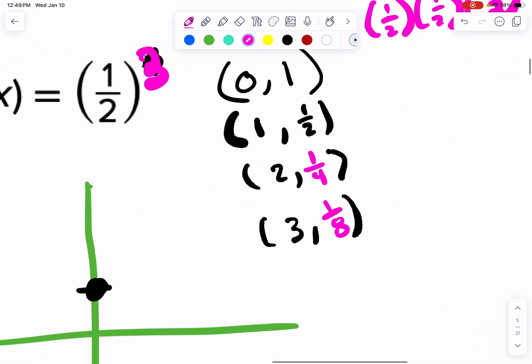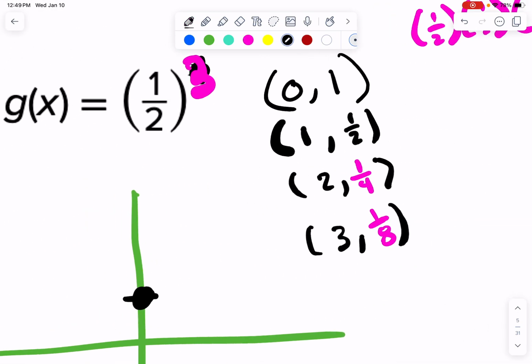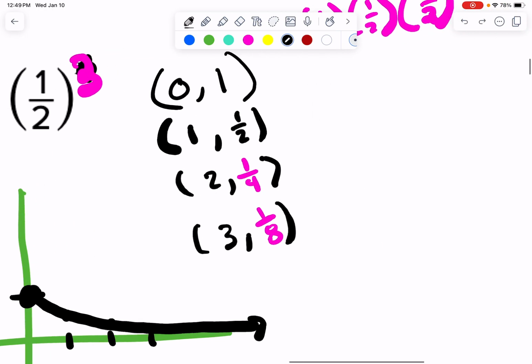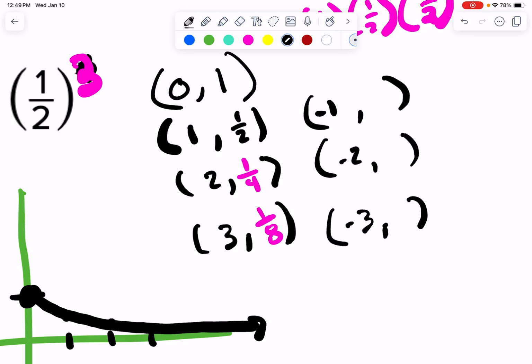Now let's look at negative. Let's plot those. 1 is at 1/2. 2 is at 1/4. 3 is at 1/8. So it's going like this. It's flatlining in the other direction, right? So I'm going to guess that it's going to do this on that end, but let's check that, okay? So let's say I plug in -1, comma something, -2, comma something, -3, comma something, right?